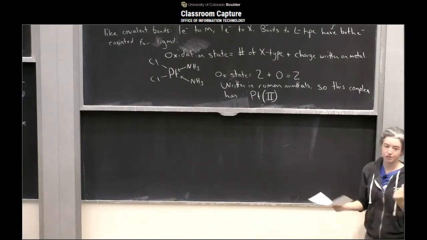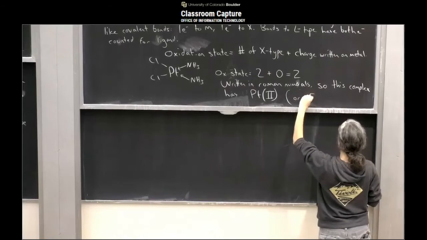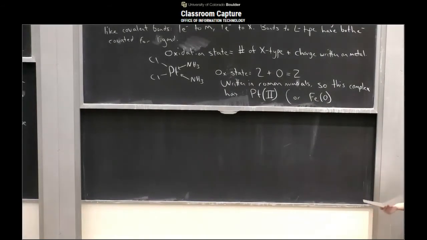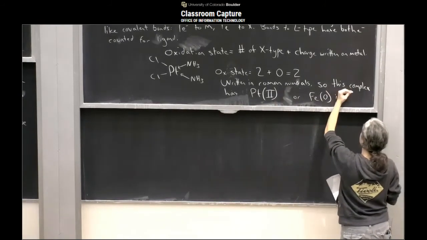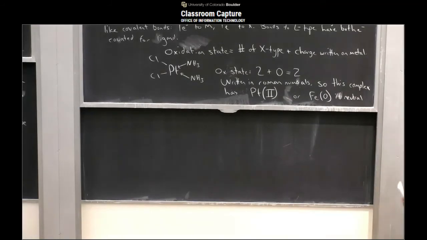If it's a 0, which we will see occasionally, we could see some complexes that are like iron 0. That's something that does come up sometimes. I guess there's no Roman numeral for 0. But that's another thing you might see.